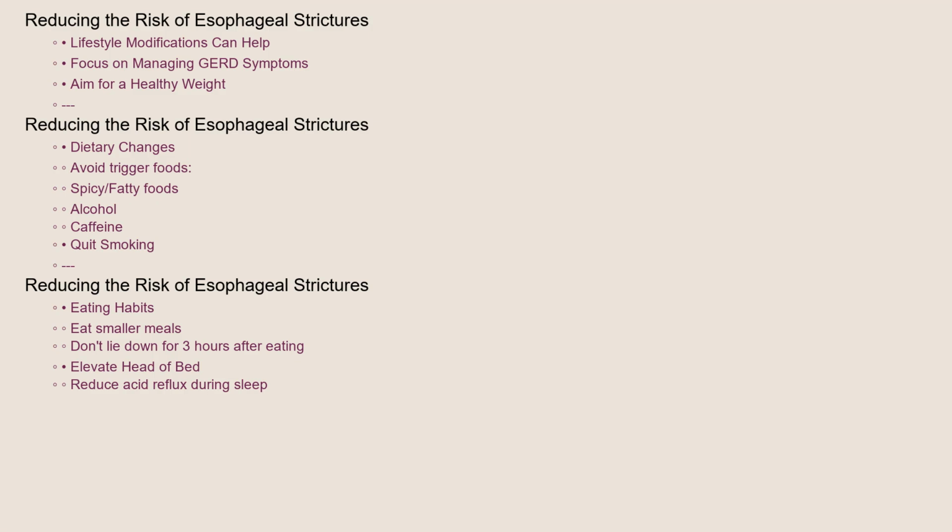While it may not always be possible to completely prevent esophageal strictures, particularly those caused by factors beyond your control, there are steps you can take to reduce your risk, particularly if you suffer from GERD. These include maintaining a healthy weight, avoiding foods and drinks that trigger heartburn, such as spicy or fatty foods, alcohol and caffeine, quitting smoking, eating smaller meals, and not lying down for at least 3 hours after eating. Raising the head of your bed can also help prevent acid reflux while you sleep.